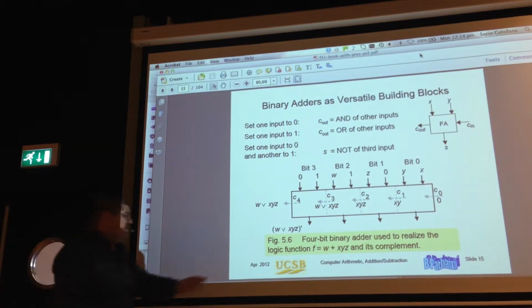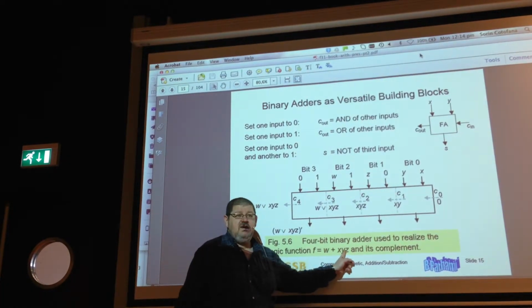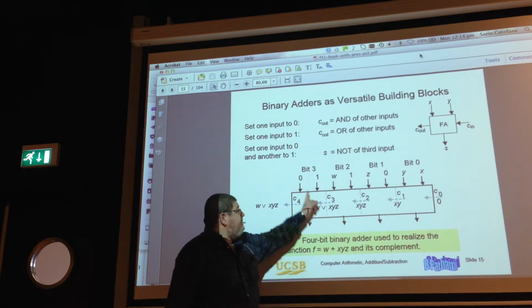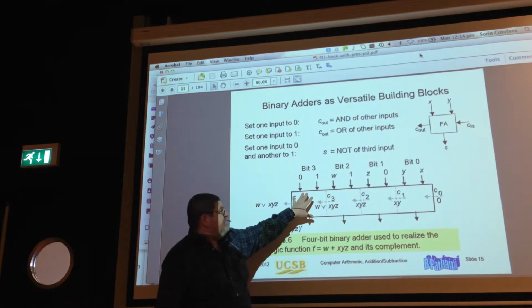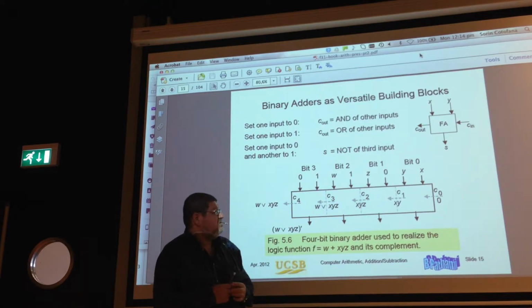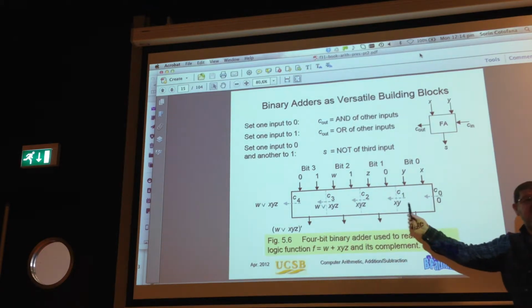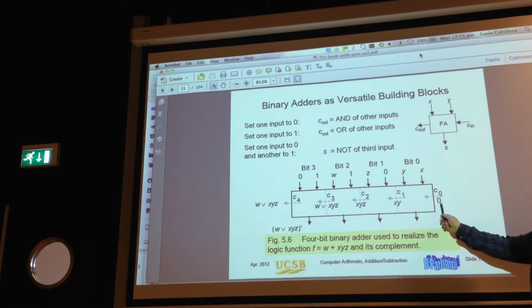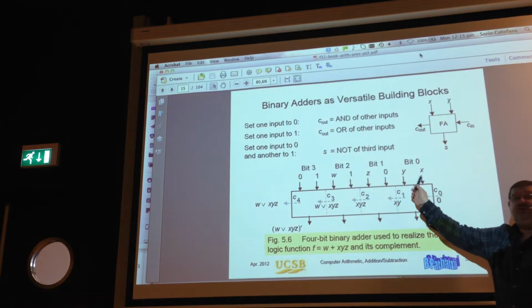I'm computing f, which is w plus the product of x, y, z. By placing at the inputs of this 4-bit adder some signals, I am computing this function. I can explain this part and you can do the rest. Because carry 0 is 0, carry 1 will be 1 only when both of those are 1.